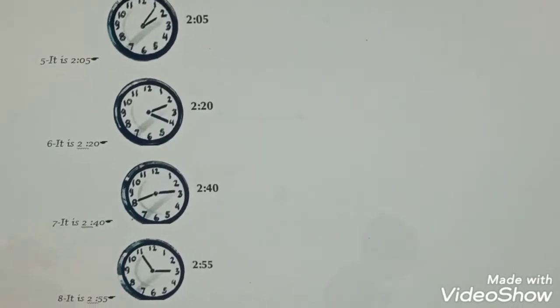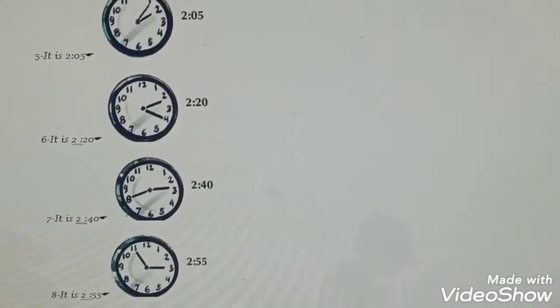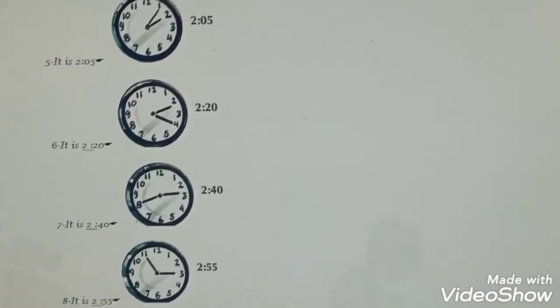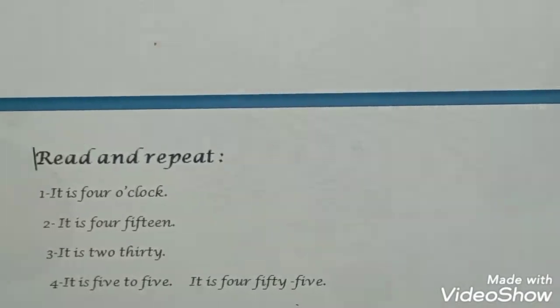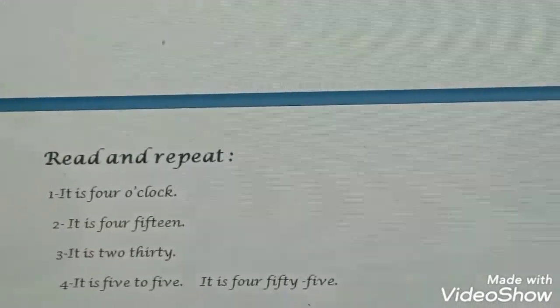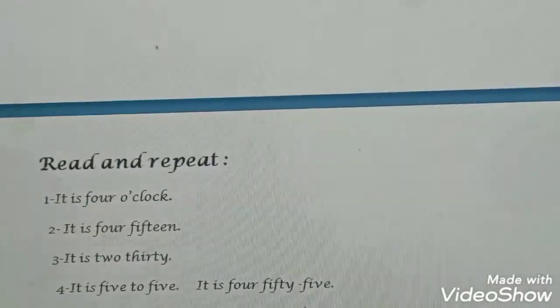So you try to do it yourself. Try to do it alone and check using the clocks. Read and repeat. It is 4 o'clock. It is 4:15. It is 2:30. It is 5 to 5. It is 4:55. So try to read after me.